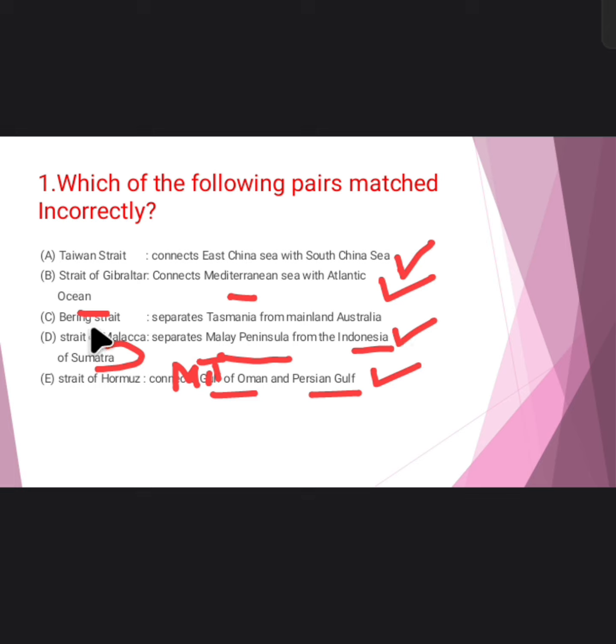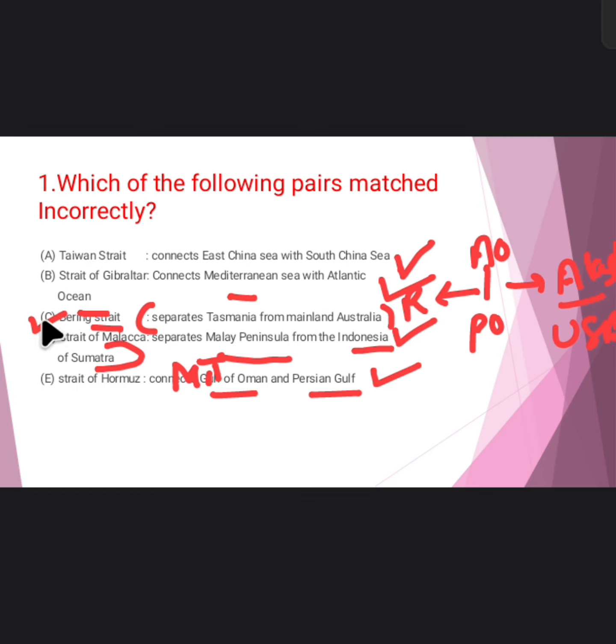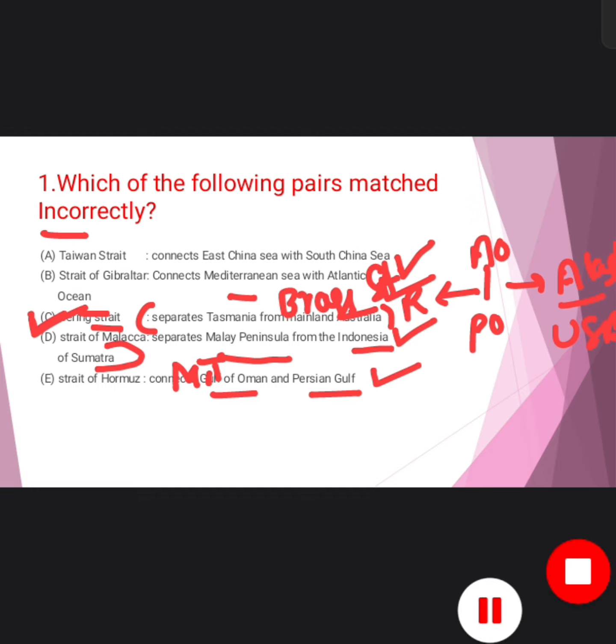And option C, Bering Strait, separates Tasmania from mainland Australia. No, Bering Strait is connecting Arctic Ocean to the Pacific Ocean, and it is separating Russia and USA. Alaska region belongs to USA. So this option C is a wrong answer, so we have to choose the incorrect one. Hence option C is the right answer here. And the strait separating Tasmania from mainland Australia is Bass Strait. This is Bass Strait. So this is about this question.